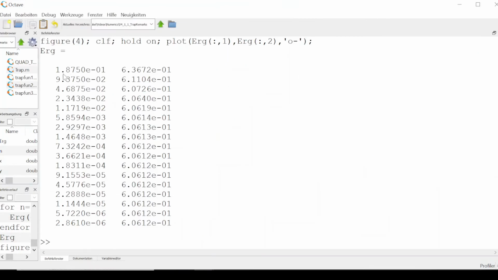Here we see the same. This is the h and this is our value. And we see here with this h, 16, 32, 64, 100, 250, 512, 1000, 2000, 4000. If we have 4000 parts, then we are very close. We have 4 correct digits after the decimal point. And we have this quadratic behavior.